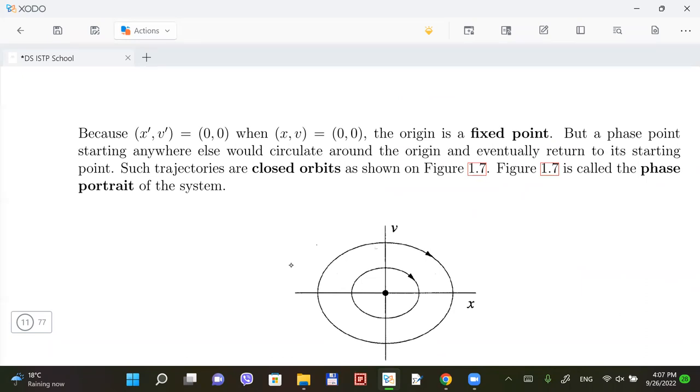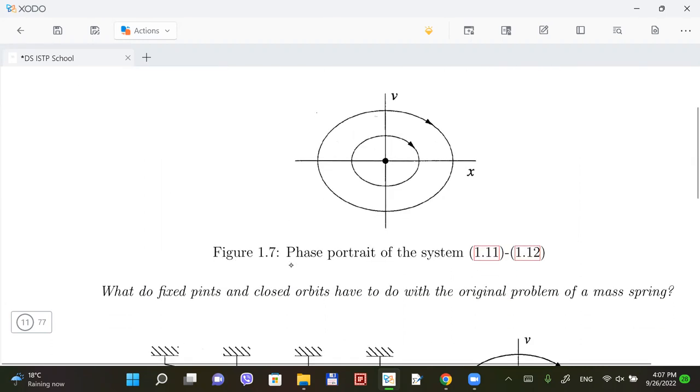In the phase plane, if you start there, you will stay there. The fixed point is like that: you start your motion from the fixed point, then you are not moving, so you are staying there. But if you start anywhere else in the phase plane, you will just circle around the fixed point. You have a closed orbit, and this is definitely the phase portrait for this system.